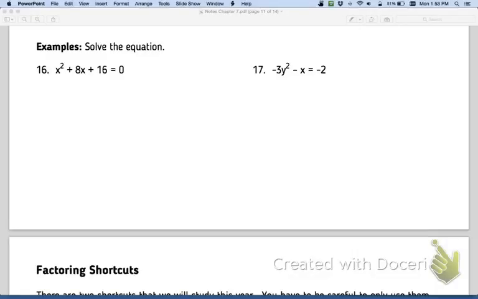Let's go through the 4 steps that we have to follow. So what is the first thing that we are going to do to factor this? What's the first thing we need to do? Look back in your notes if you need to. Oh, divide it all by 1? Nope.